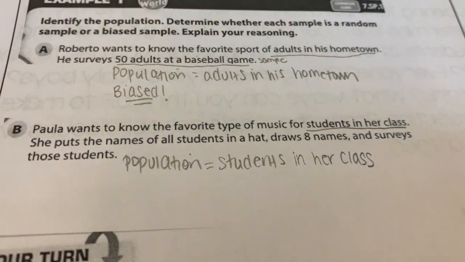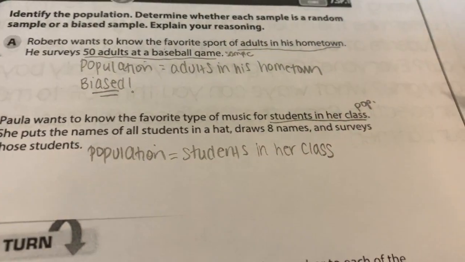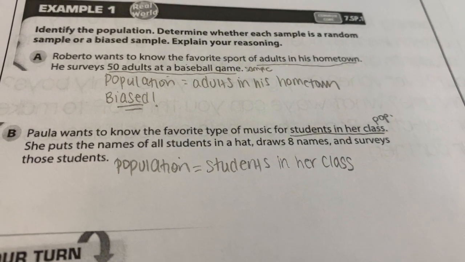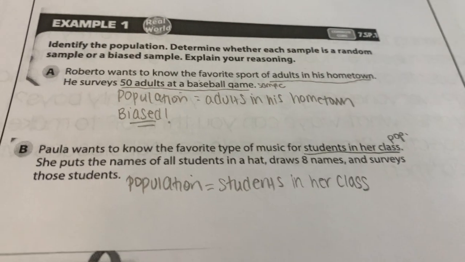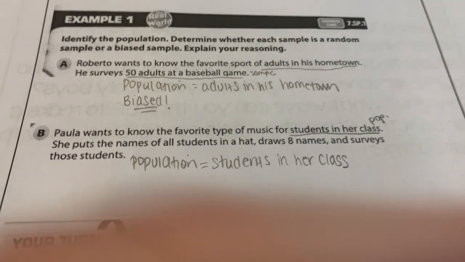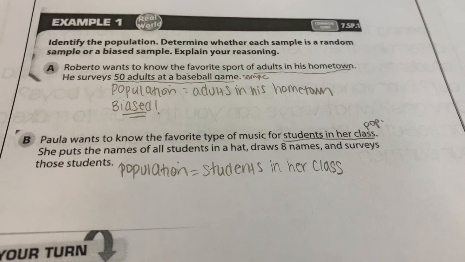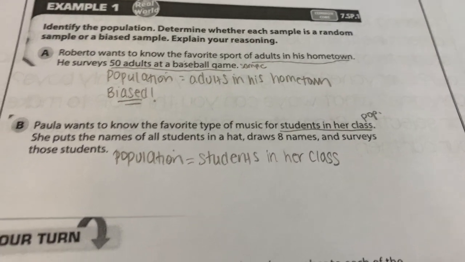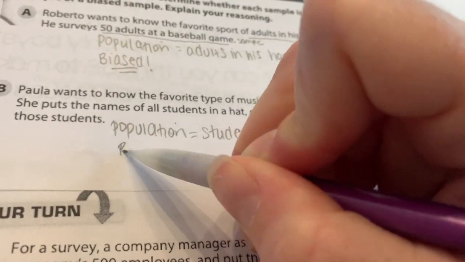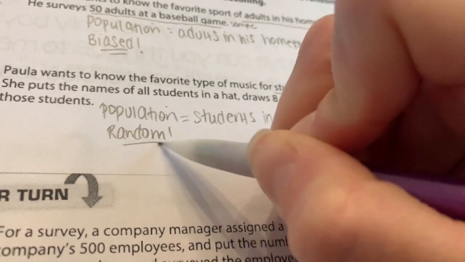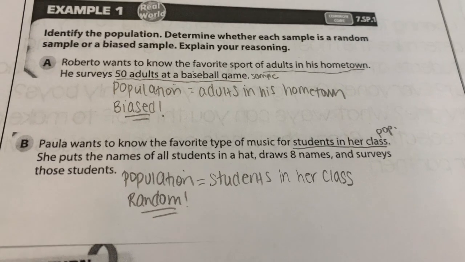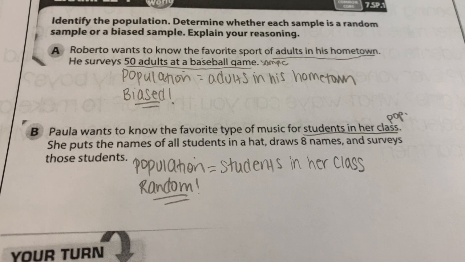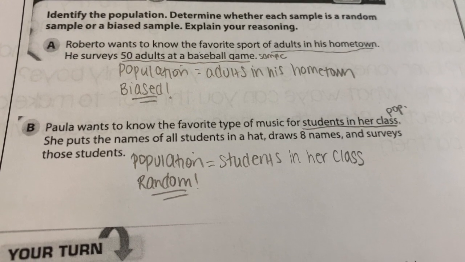So Paula wants to know the favorite type of music for students in her class. That's the population. She puts the names of all students in a hat, draws 8 names, and surveys those students. So would you say that this is a random or a biased sample? In this case, this would be a random sample. There is nothing leaning towards Paula asking students who have a particular music interest. She's randomly selecting them, getting their names out of a hat. That's probably the best way to do it.